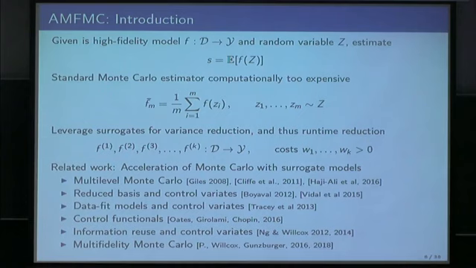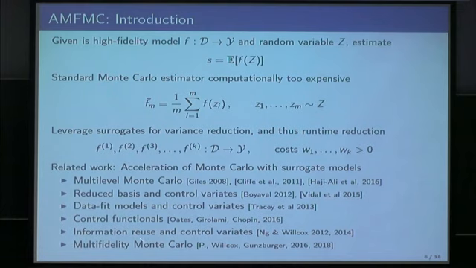And now the key challenge is that this standard approach is too expensive for the high-fidelity models we are interested in. So we want to leverage surrogate models for variance reduction and ultimately runtime speedup. Variance reduction in the sense that we want to come up with an estimator that has a lower variance than this standard Monte Carlo estimator with the same cost.